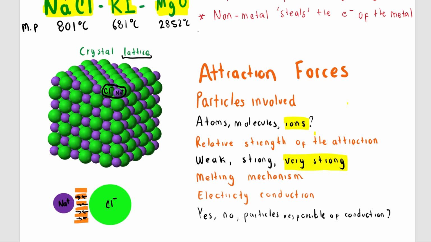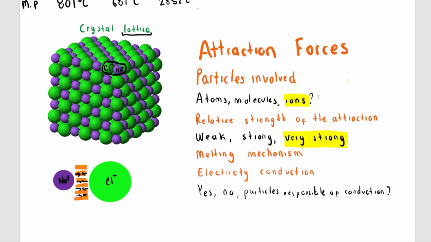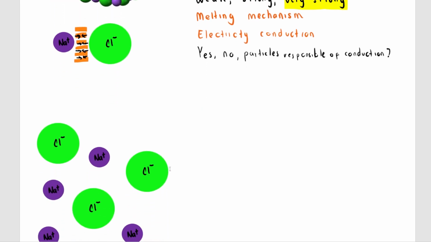And well, let's try to think about how we can break the attraction forces and how we can undergo a state change in the substance. So let's think about the melting mechanism. When we have this kind of attraction, imagine that you want to make it liquid. To make it liquid, you have to apply a lot of energy to break the forces. When you apply that energy and you break the forces, you're going to have this.